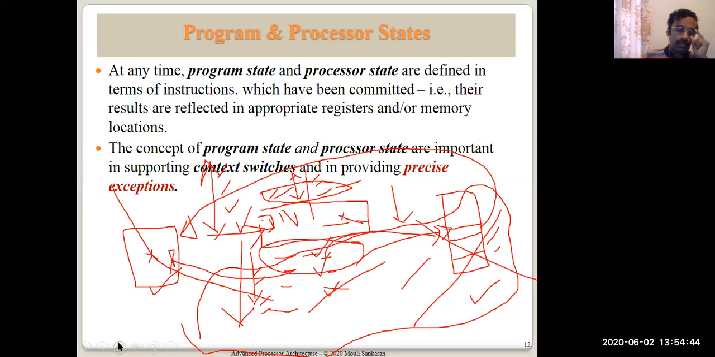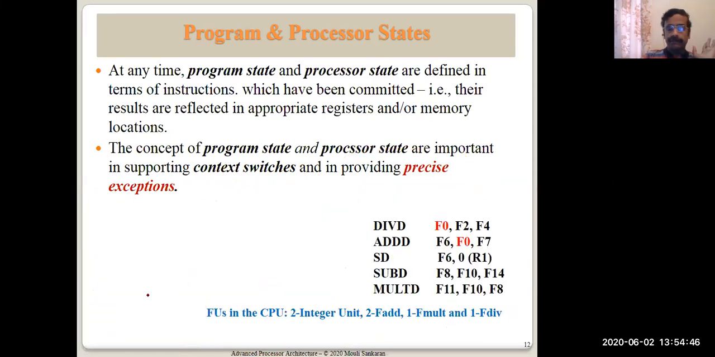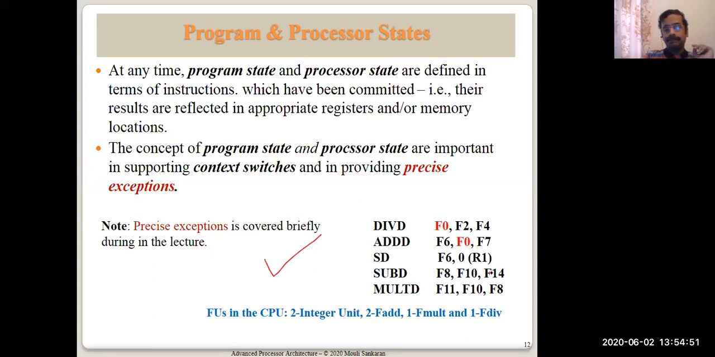Okay. So I hope this is clear. I'm not going to explain again. This is the example that you can see. I have already explained it.